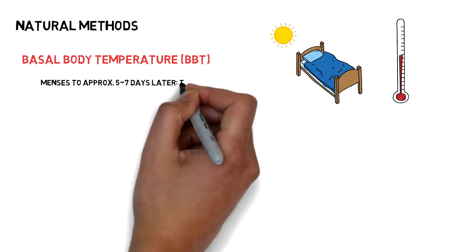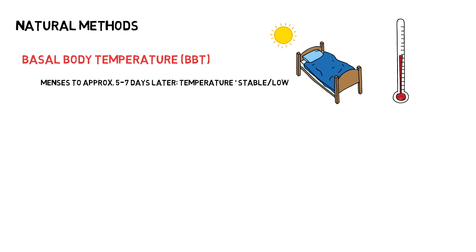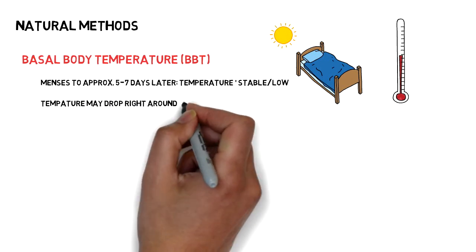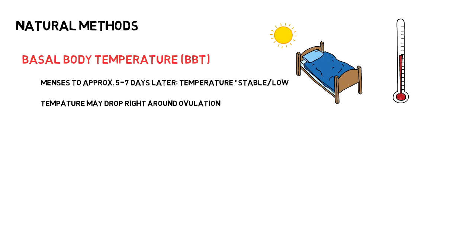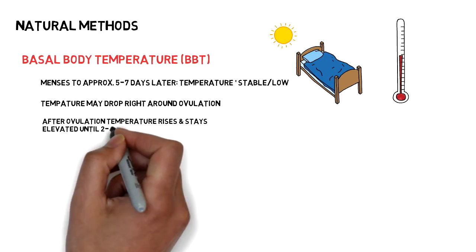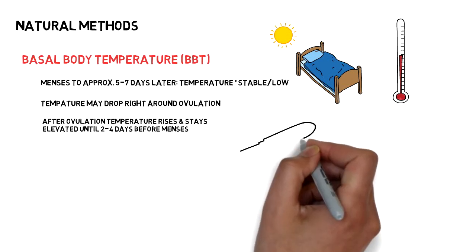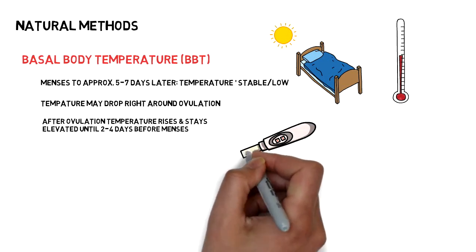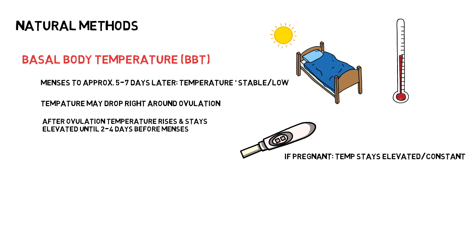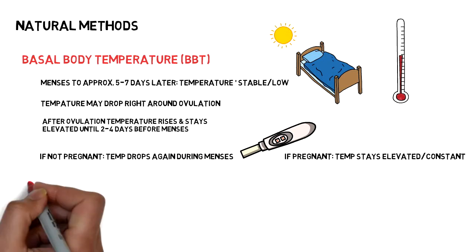The basal body temperature is at a stable low during your period through till about 4 to 5 days later. Around the time of ovulation, a slight drop in temperature, about half a degree Celsius, can occur but doesn't in everyone. What you need to remember is that after ovulation, the basal body temperature rises slightly and stays at this elevated plateau until about 2 to 4 days before your next period. If you get pregnant, your temperature will stay at that slightly elevated level, and if you're not pregnant, it drops again during your period and goes back to the beginning of the cycle.